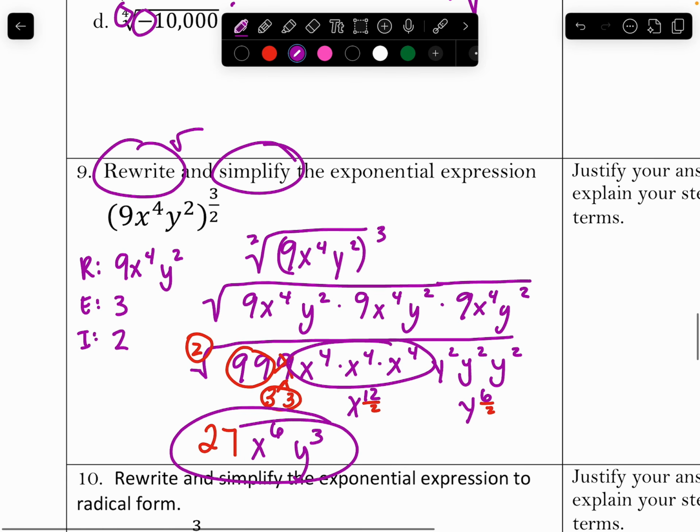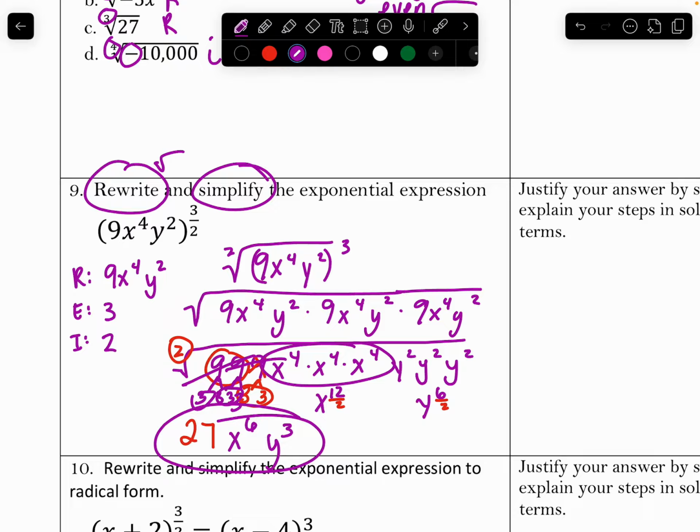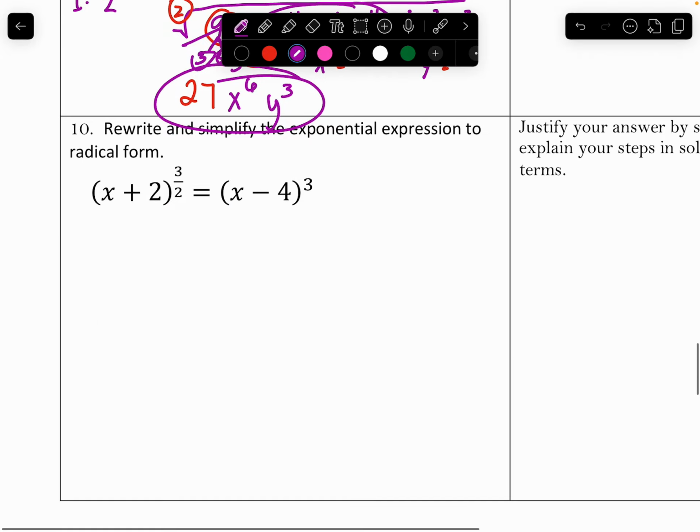Either way is fine. Or if you are up for it, break down everything 3, 3, 3, 3, and then just circle, circle, circle. Totally up to you. So you'll still get the same answer.